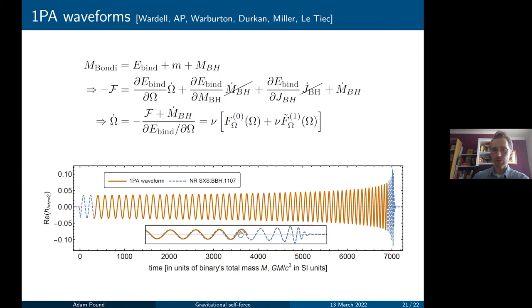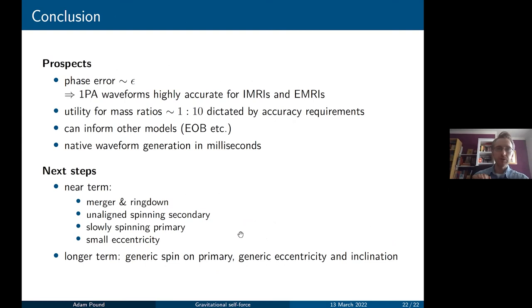Okay, so long story short, a 1PA model, even for mass ratio 1 to 10, is very accurate. Depending on your accuracy requirements, it might not be accurate enough, but it's impressively accurate for mass ratio 1 to 10. And we know that our phase error scales linearly with the mass ratio. So we know now that for mass ratio 1 to 100, we're going to be incredibly accurate. Mass ratio 1 to 50, we're probably going to be more than accurate enough. So 1PA waveforms should cover the whole IMRI regime and the whole EMRI regime without doing anything else with them, just pure straightforward self-force.